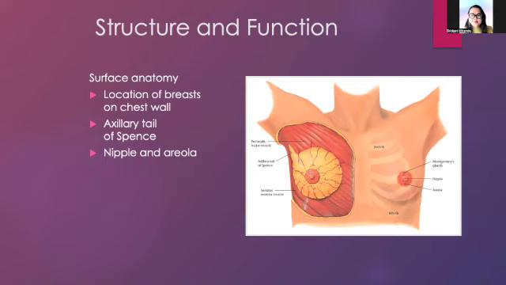The breast lies anterior to the pectoralis major and serratus anterior muscles, and they're located between the second and the sixth rib, as you can see on the diagram. This extends from the side of the sternum to the mid-axillary line. The superior lateral corner of that breast tissue is what we call the axillary tail of Spence, and I want you to look up the significance of that area. The tail of Spence projects up and lateral into the axilla.